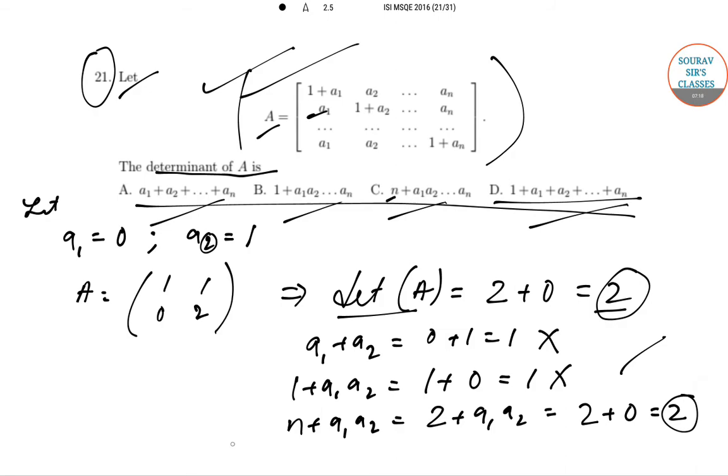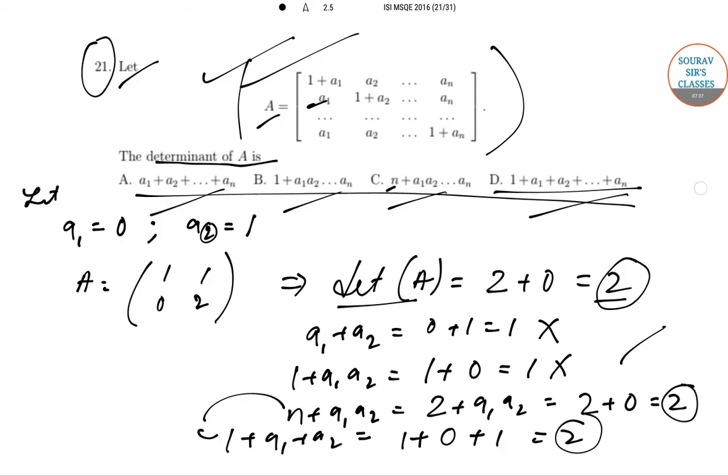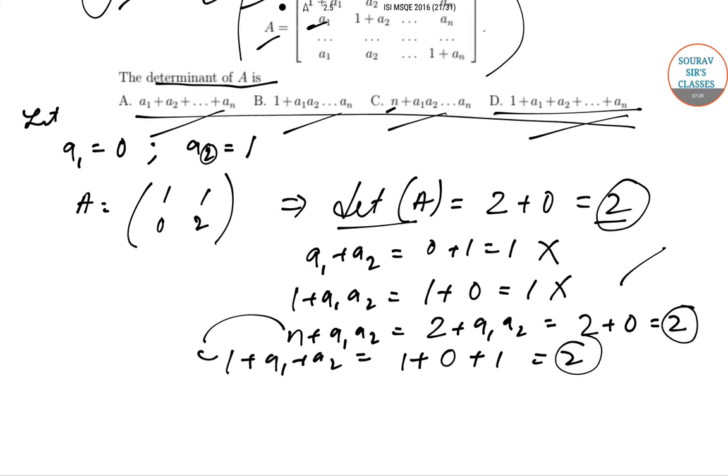And the last option is 1 plus A1 plus A2, and this is equal to 1 plus 0 plus 1, which is equal to 2. So there are 2 options which we can finally come down to, that is option C and option D. Now let us put some other values so that we can check it out further. Now let A1 be equal to 1 and A2 also be equal to 1.